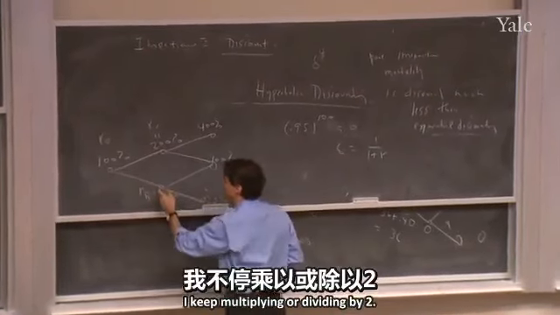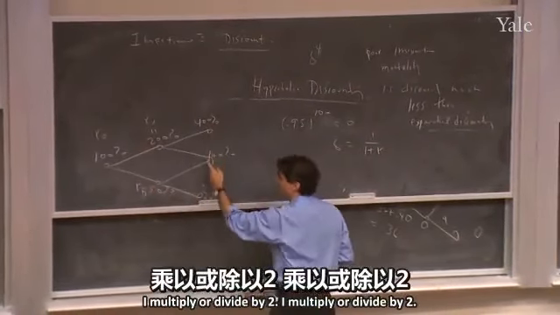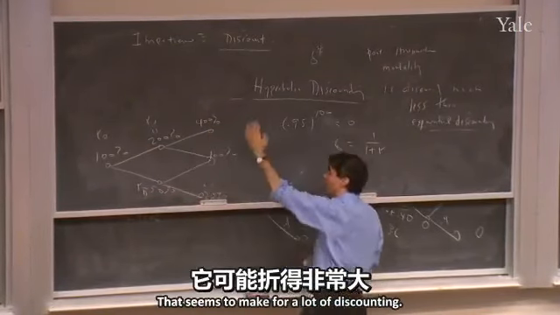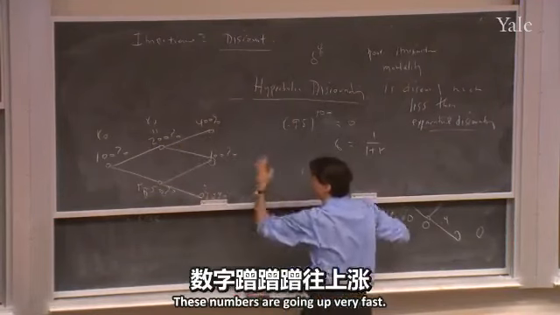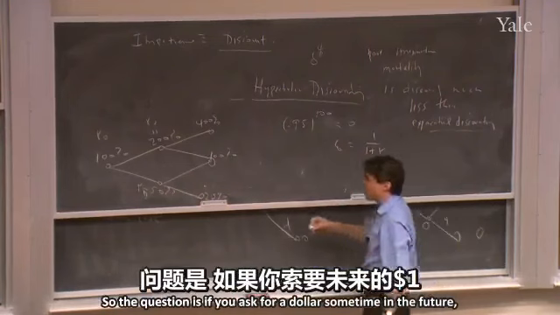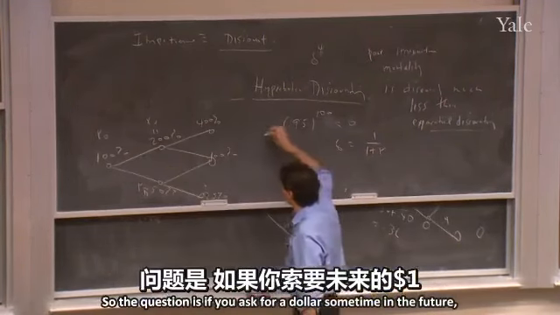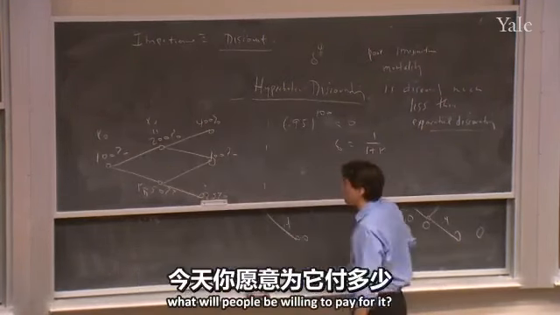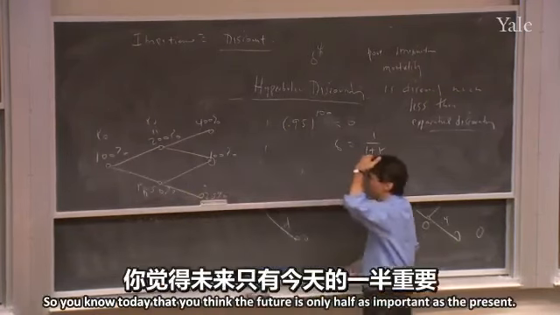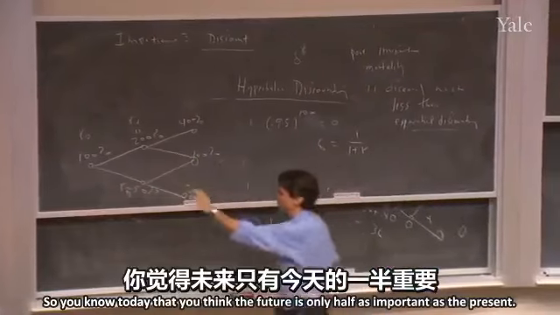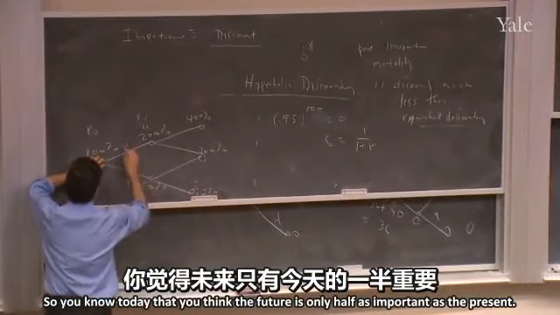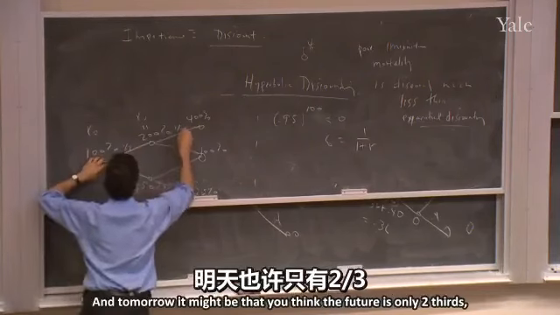I keep multiplying or dividing by 2. That seems to make for a lot of discounting. These numbers are going up very fast. It seems like the higher the r, the less you care about the future. So the question is, if you ask for $1 sometime in the future, what will people be willing to pay for it? So you know today that you think the future is only half as important as the present. Let's say these all have probability of half.